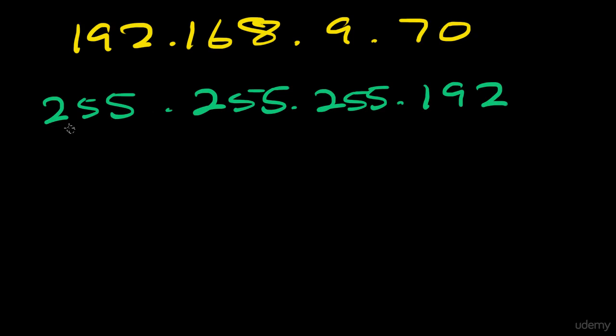Well, we know 255 is covering 192, and we know this 255 is covering all 8 bits in the second octet, so it's covering 168, and this 255 is covering all the bits in the third octet, so it's covering 9. This 192 is some ones and some zeros, so it's therefore covering some of the bits in the fourth octet. So part of this 70 is covered and the other part is not covered. Now, this confuses most of my students when I say that, but that's basically what's happening.